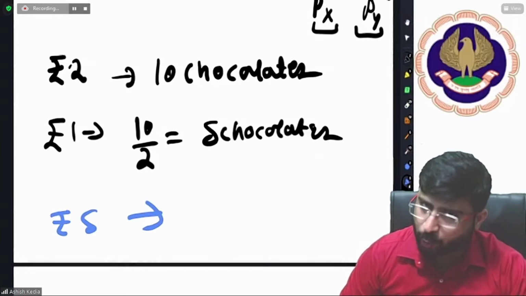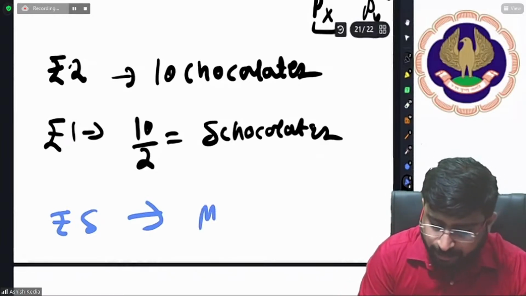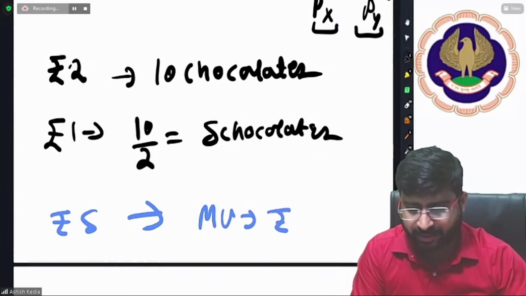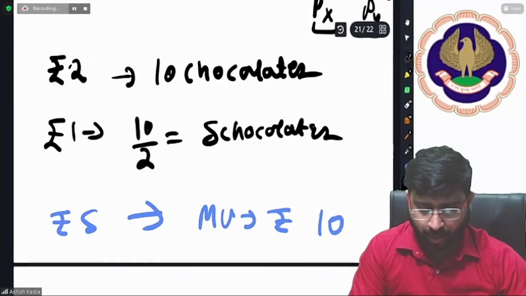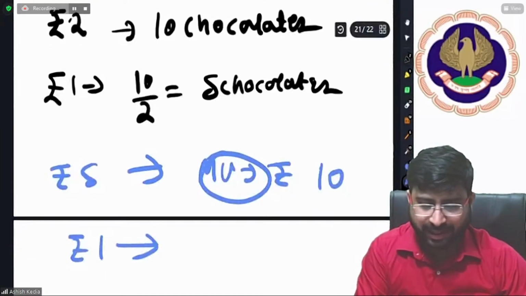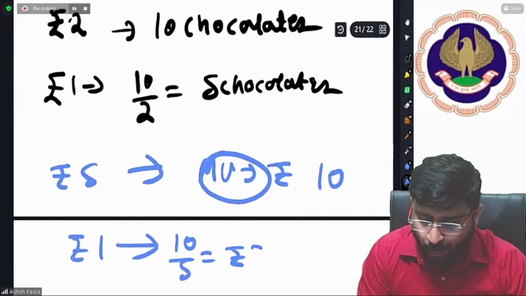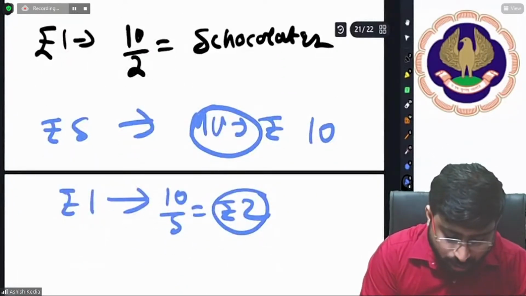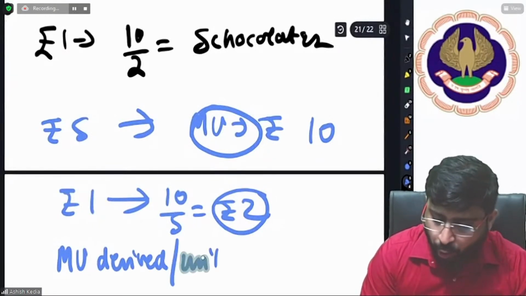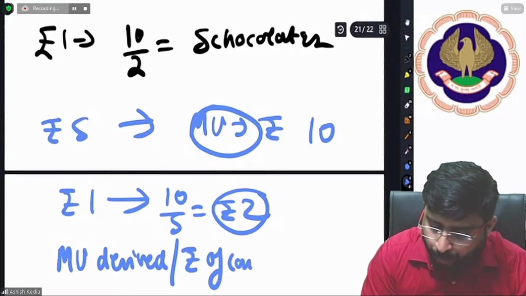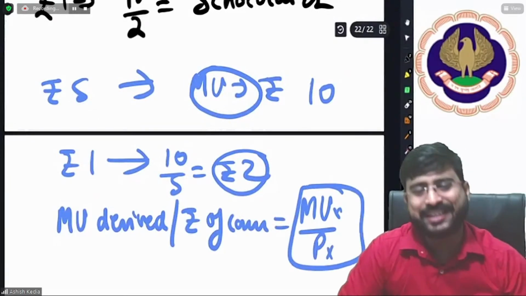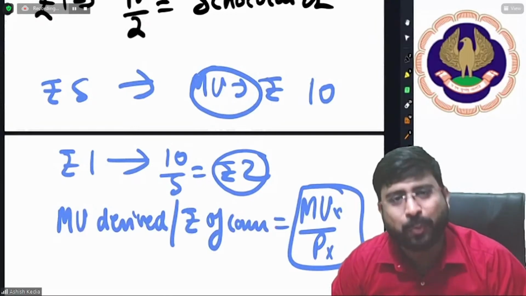If by spending rupees 5 you are getting a marginal utility, let's say for example's sake, the benefit of rupees 10, then by spending rupees 1 what is the benefit that you enjoy? Again the same thing, 10 by 5, rupees 2. So to calculate the marginal utility derived per rupee of a commodity, what did you do? Marginal utility of that commodity by price of that commodity. 10 is MU, 5 is price.